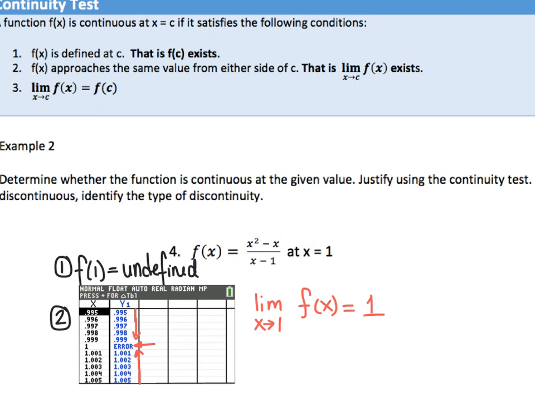Okay, so what kind of discontinuity do I have? Well, couldn't I just plug this hole right here? If there were a 1 right here, wouldn't I have a continuous function? So this is removable discontinuity.